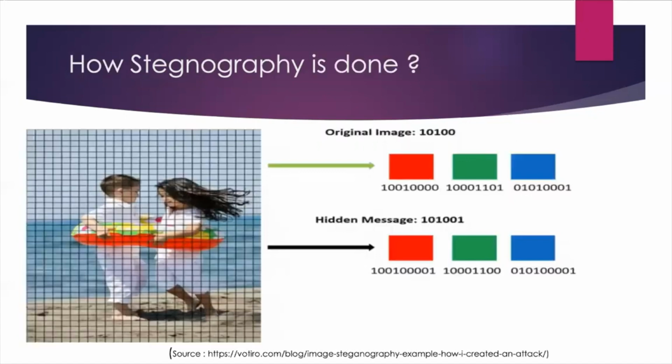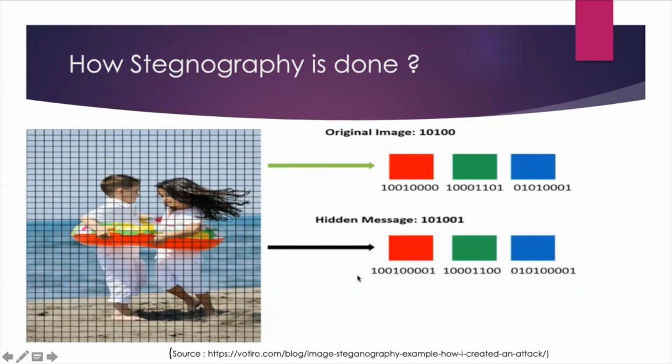Now let's see how steganography is done. If you see the image on the left-hand side, we know images are composed of RGB combinations. If we see red, green, and blue, there are some pixel values. Let's see these example bit values given on the original image side. After hiding the message, the bit values are changing.